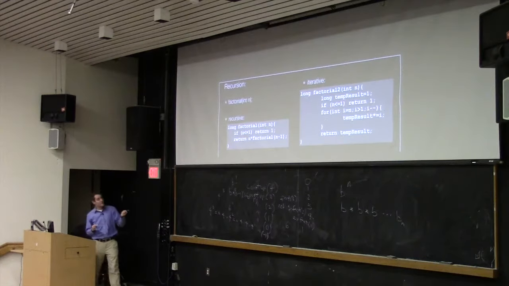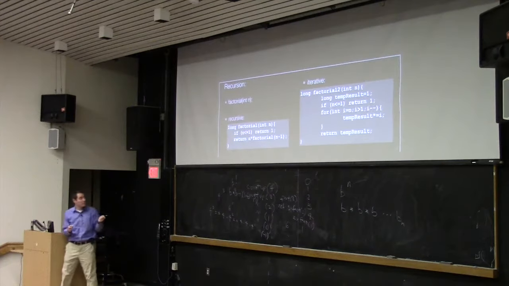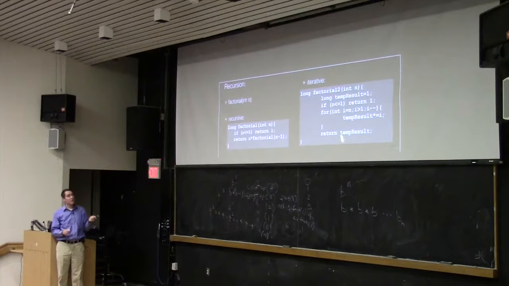Again, you could do this iteratively, in other words, with a for loop, pretty easily as well. It looks somewhat similar. You do have to keep a temp result, but it's really not that hard, right? If n is less than or equal to 1, still you return 1. Otherwise, you do this little loop that says go from n down to 1 and subtract 1 each time, and then just multiply by i each time. Right? 1 less, 1 less, 1 less. That's all there is to it.